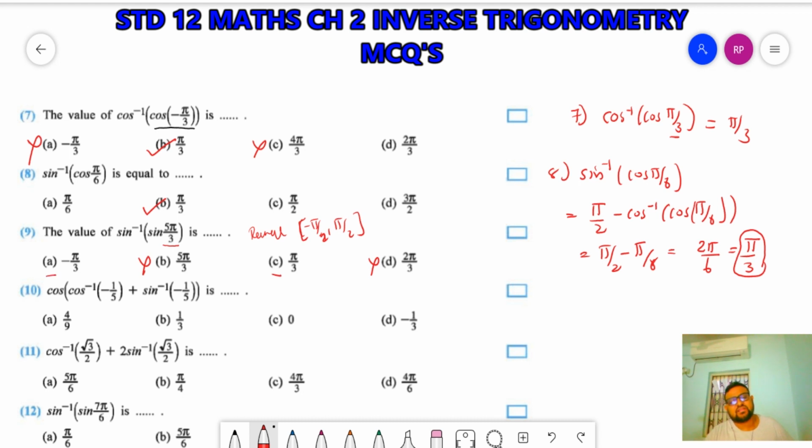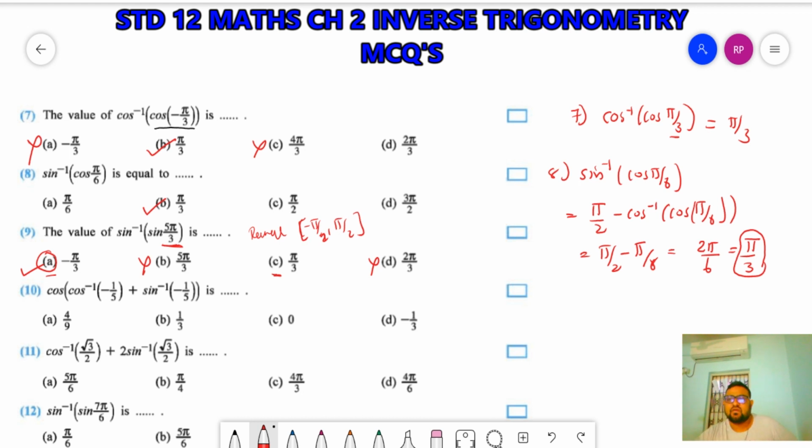Now 5 pi by 3 lies in the fourth quadrant, so the answer will be negative. Right? So plus pi by 3, that is having positive value, right? So without solving, we got the answer as A. Here, the answer is A, minus pi by 3.